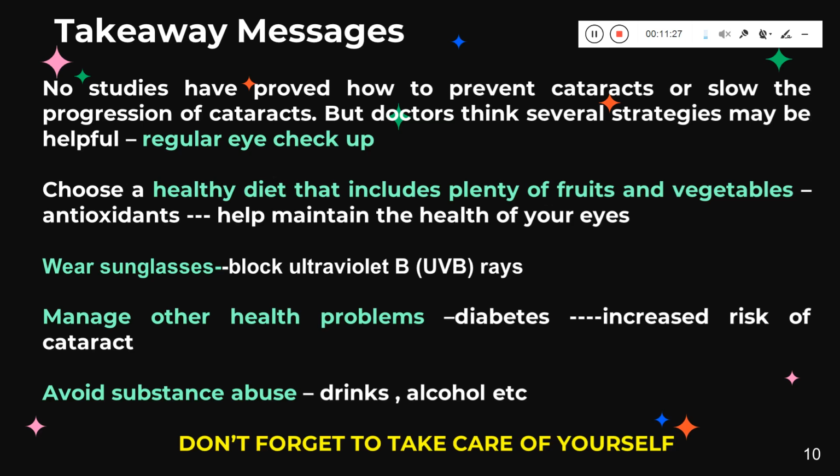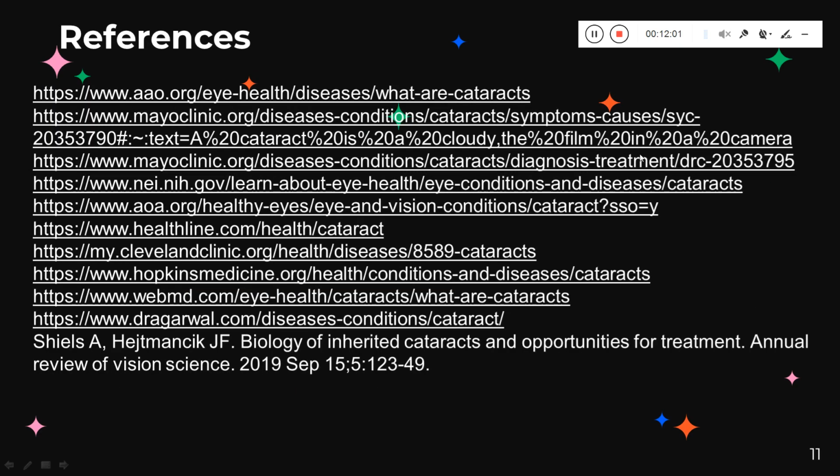Manage your other health problems properly too. If you have diabetes or any other comorbidities, see to it that you maintain that condition properly so that it does not lead to severity, and so that an overdose of drugs or medicines does not lead to cataract as a side effect. Try to avoid substance abuse, whether it is drinks or alcohol. Please do not forget to take care of yourself. Consult a doctor, that is, the ophthalmologist, if you feel that you are having double vision or you are not able to see anything properly, and then take the necessary actions.